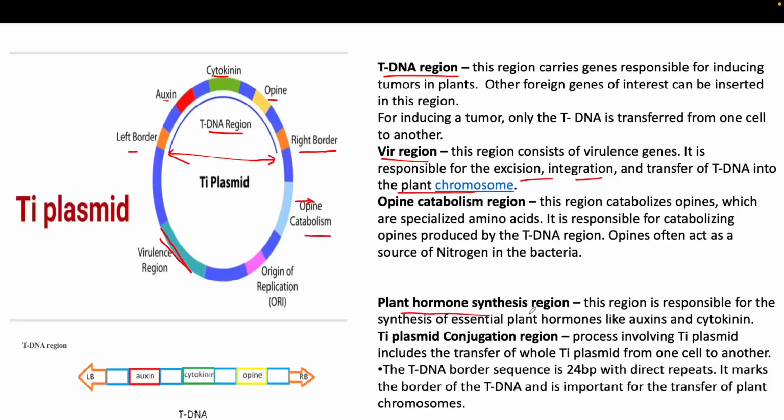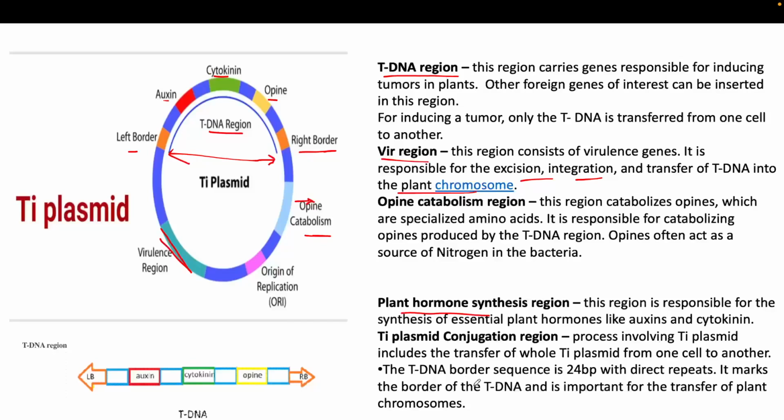Okay, then apart from these three essential regions, there are other essential regions like the plant hormone synthesis region. Okay, so this region is responsible for the synthesis of essential plant hormones like auxin and cytokinin. Okay, and the second one is the conjugation region. Okay, it is helpful to transfer the Ti plasmid during the transfer of T-DNA from one cell to another.